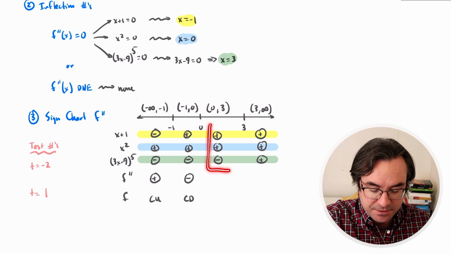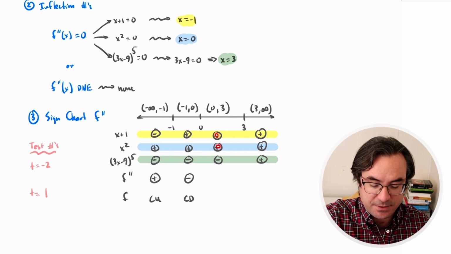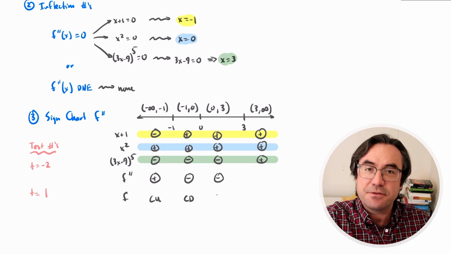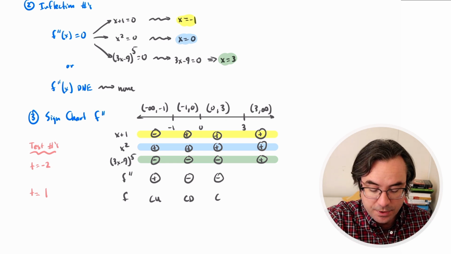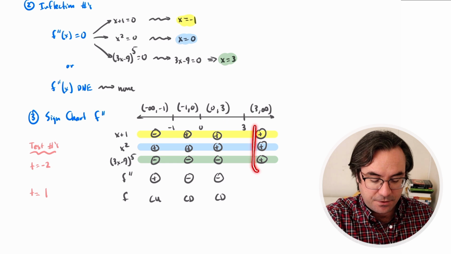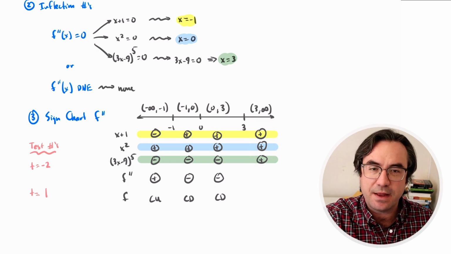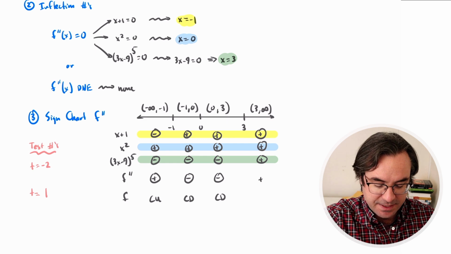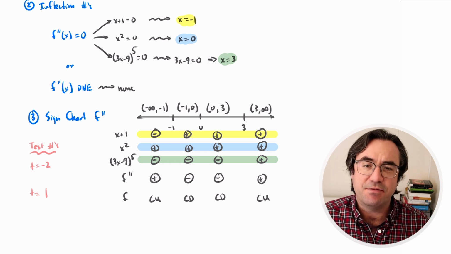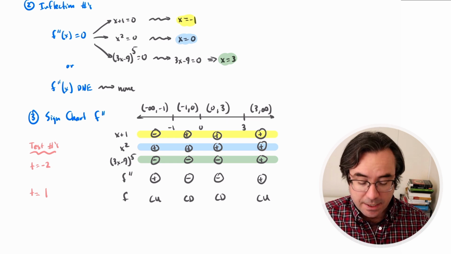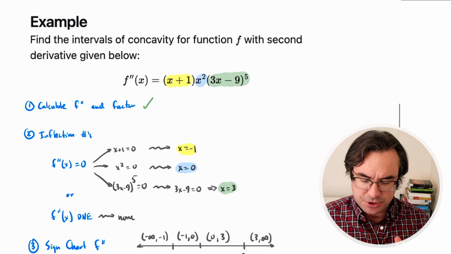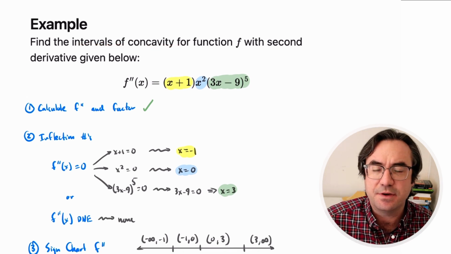We go on to the next interval and see the same thing. We have a positive times a single negative, so our second derivative is negative, which means our original function is concave down. And for the last interval, it's positive all the way down, so f double prime is positive, which means our original function is concave up. All right, so we've got our intervals here. Let me just check. Yeah, we just wanted the intervals of concavity for this one.